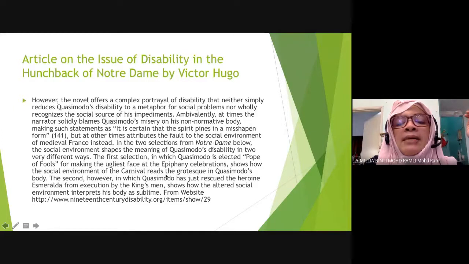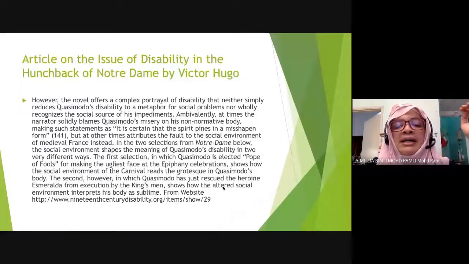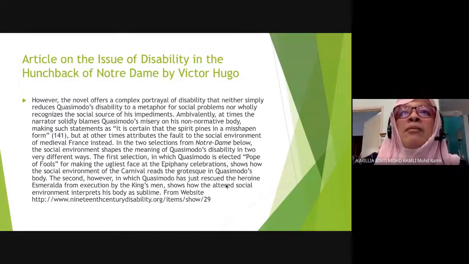So in the novel itself, by Victor Hugo, a French novelist, Quasimodo is shown to be treated in some passages by society badly because of his ugly face. They find it grotesque. And at other times, he is also admired by certain people because he has rescued Esmeralda from execution by the king's men. He's admired because he is disabled and yet he can perform a heroic deed.